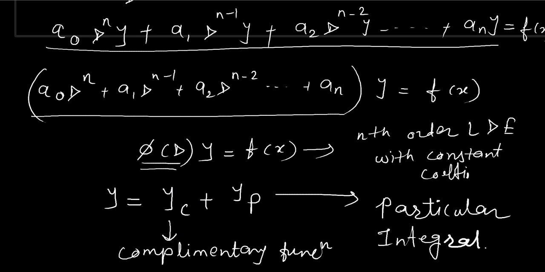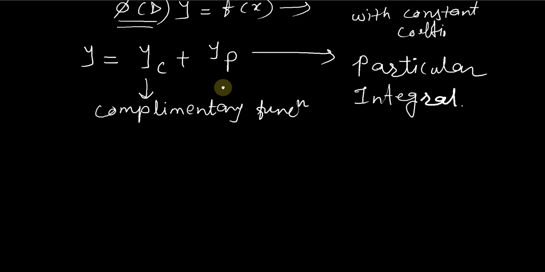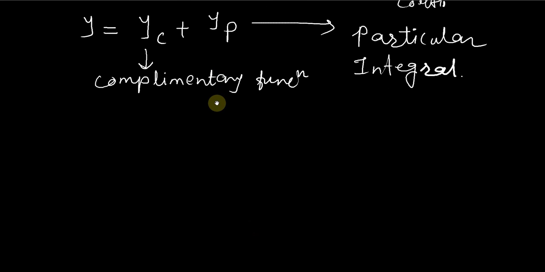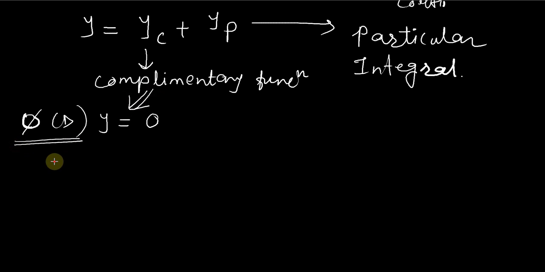Now let's see how to find these two parts. So let's find the first part, that is complementary function. To find complementary function, we have to solve this equation phi of D of y is equal to 0. Complementary function is the solution of this equation. Now how to solve this equation? To solve this equation, we have to equate this polynomial phi of D is equal to 0. This equation is called as auxiliary equation.